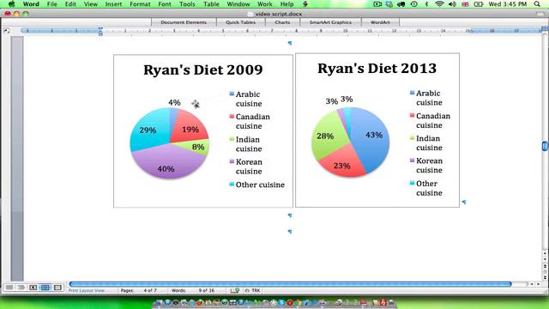So we see that Arabic cuisine, which started at 4%, had a major jump to 43% in 2013. This is Korean cuisine, which started at 40%, fell to 3%. So what you can see is that certain trends, certain broad details are created between the two data sources. And you would have to state this in the first paragraph of your response. And then you would go on to describe the two graphs themselves, the two pie charts themselves.